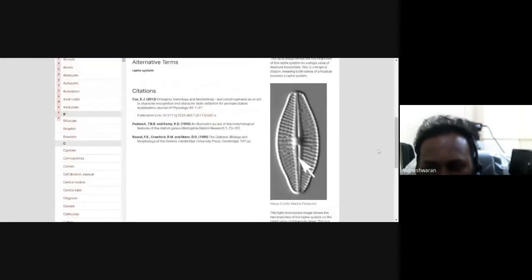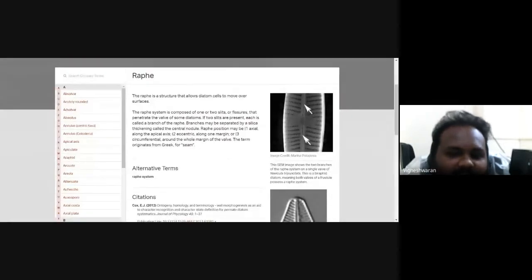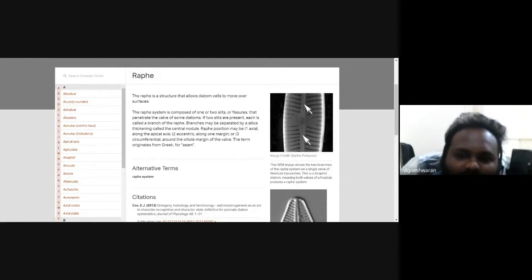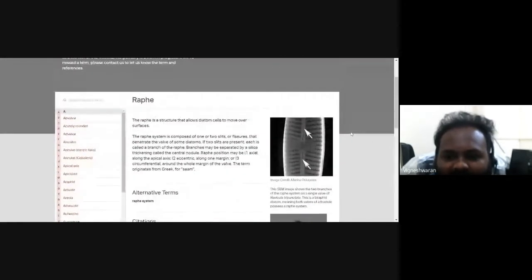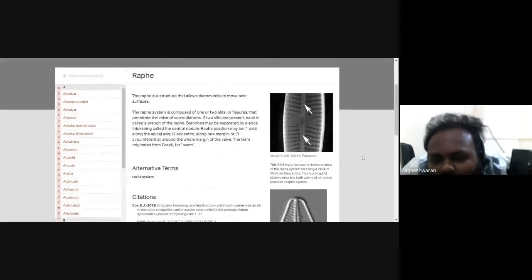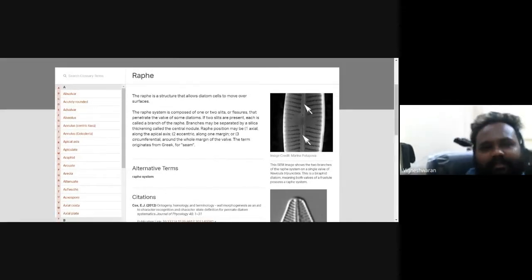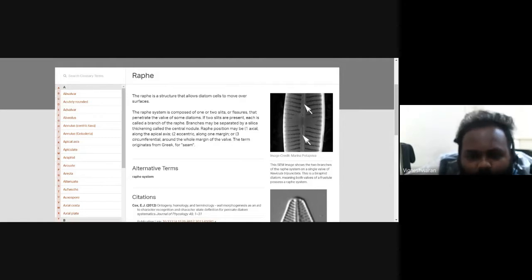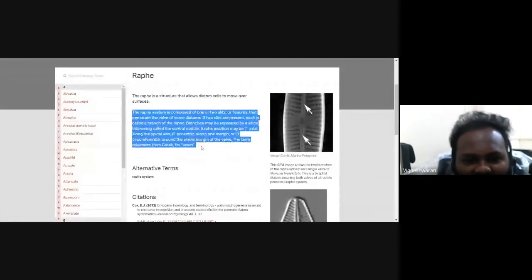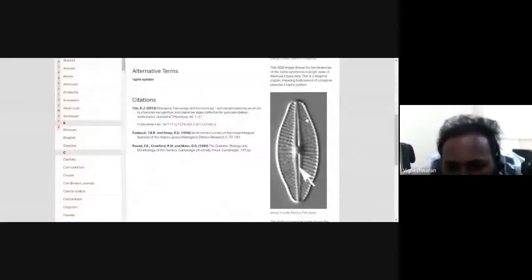So if you ask what is the use of the raphe, the raphe is used as a motility organ. Diatoms use this raphe as a motility organ. What they will do is produce some polysaccharide, some mucilage kind of thing, and put it outside in the environment. By that force, they move forward or back like that. For motility, people are studying the raphe system. So this is one of the major features of the diatom. This raphe we have to see.